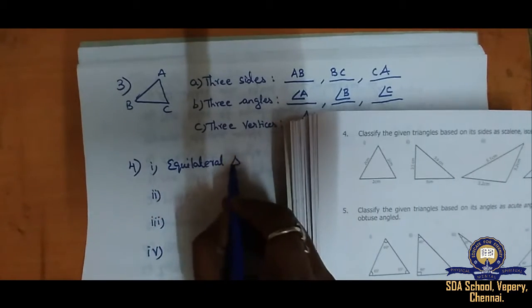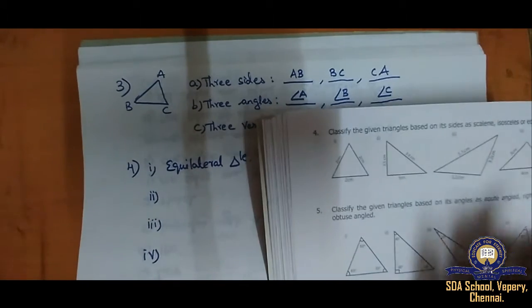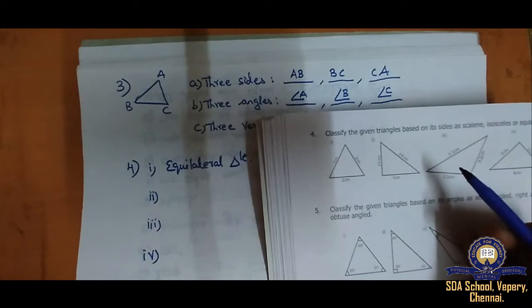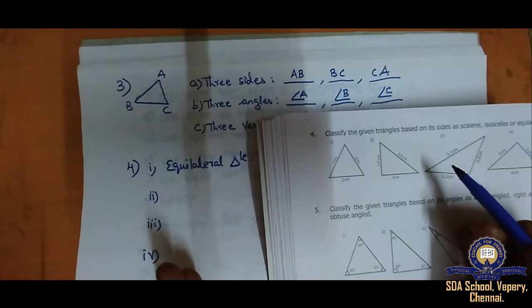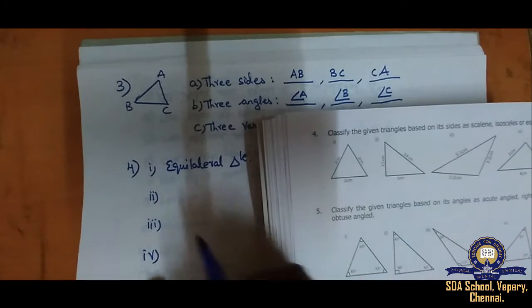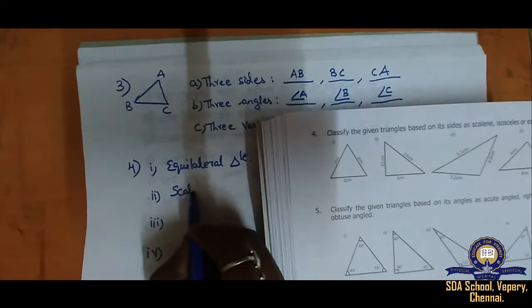Equilateral triangle. Here in the next question, 2.5, 3 and 3.9. All the sides are different. Take your textbook so that it will be easy for you to understand. All the sides are different, so it is said to be a scalene triangle.